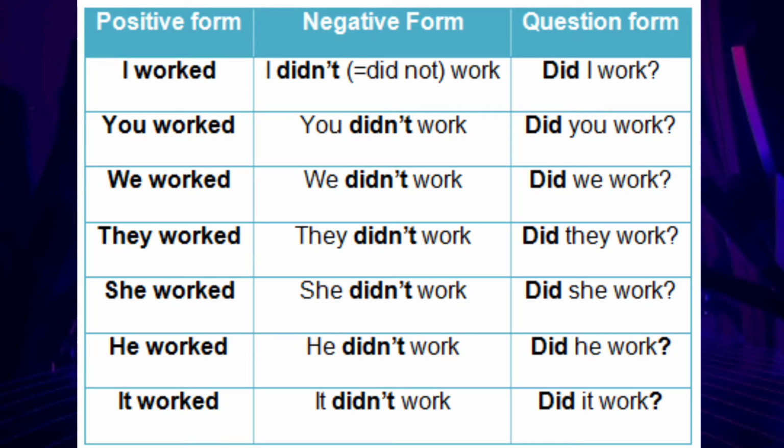As usual, we have three forms: a positive form, negative form, question form. For the positive form, we have talked about two kinds of verbs, the irregular verbs and regular verbs. With the negative form, we just add didn't and the base form of the main verb.